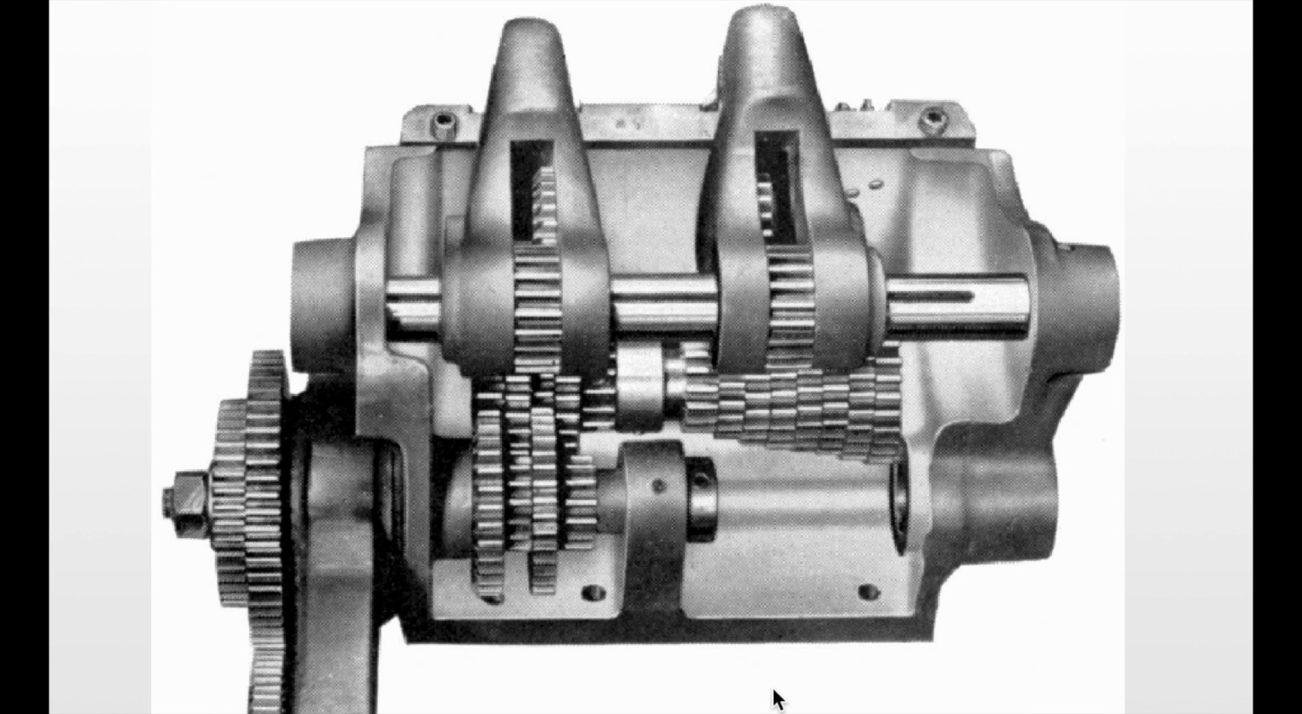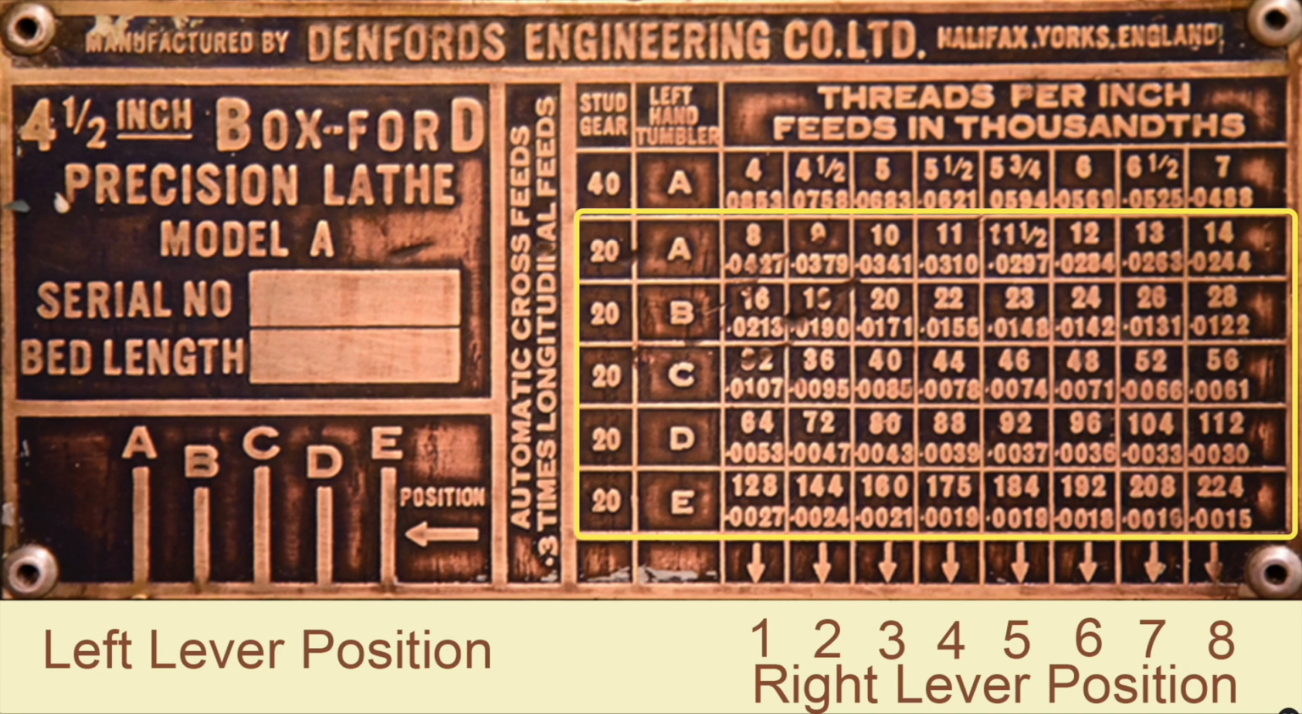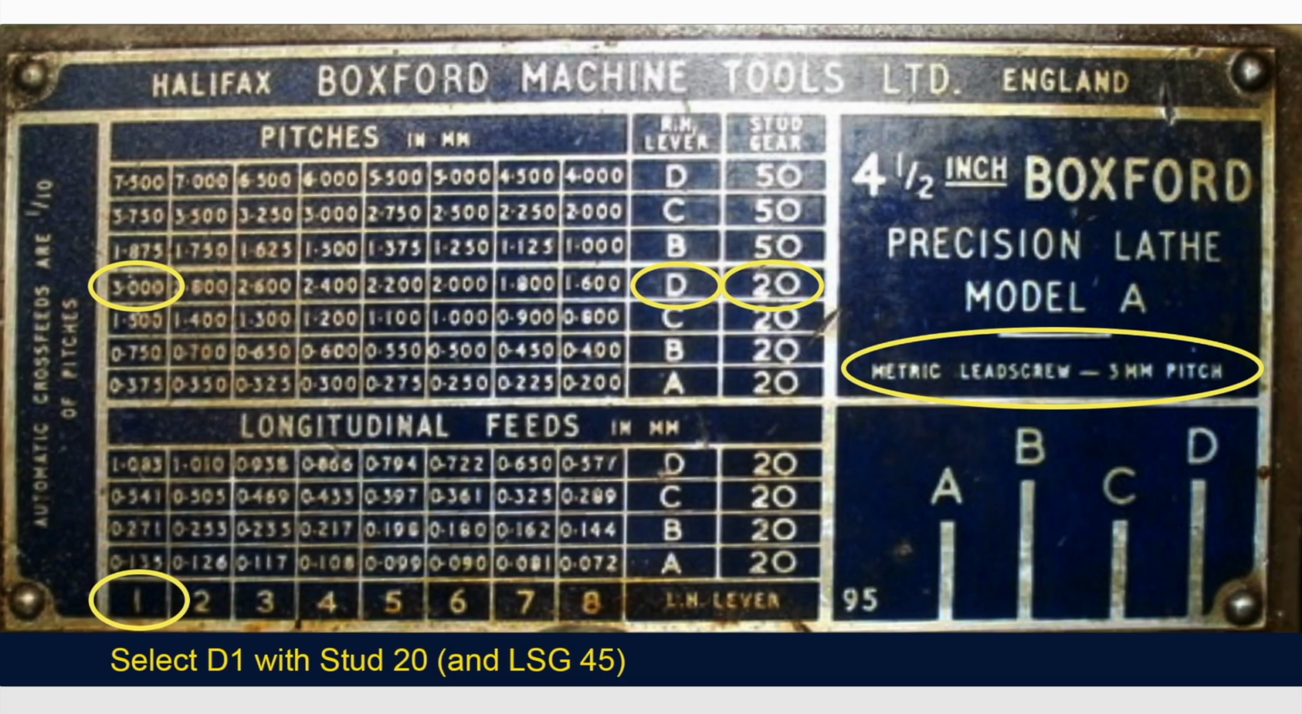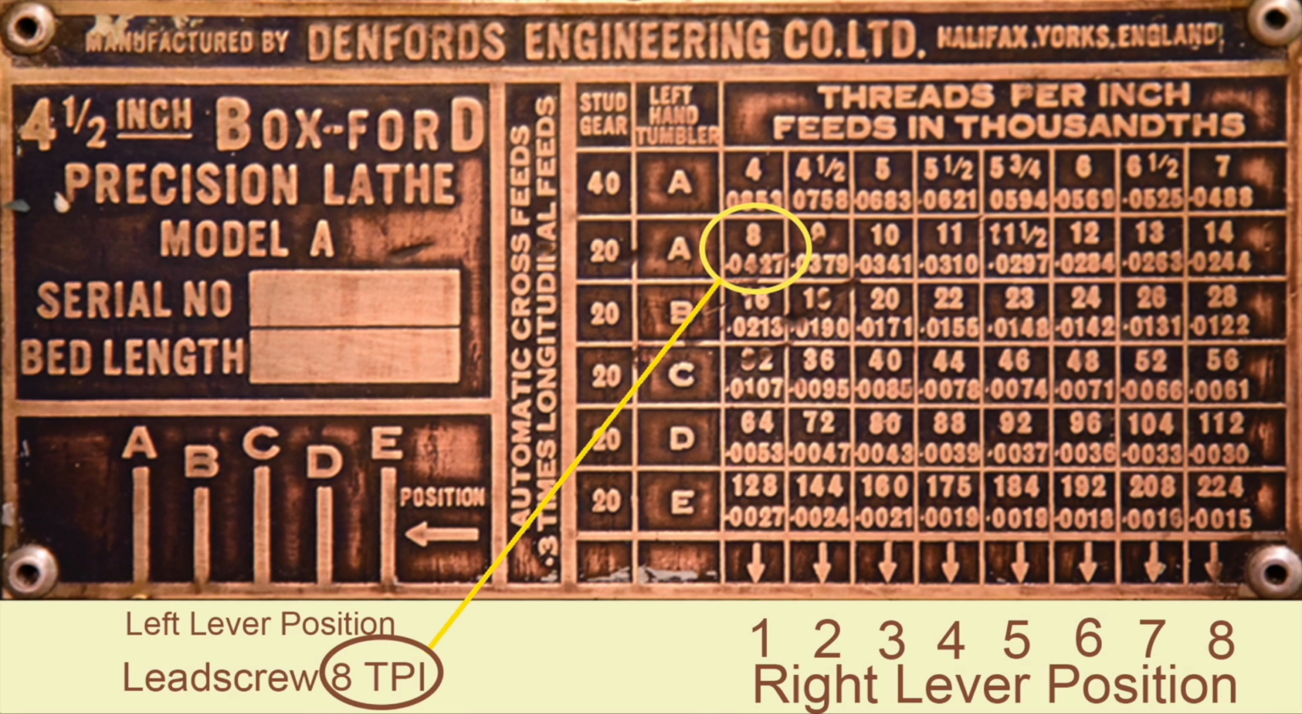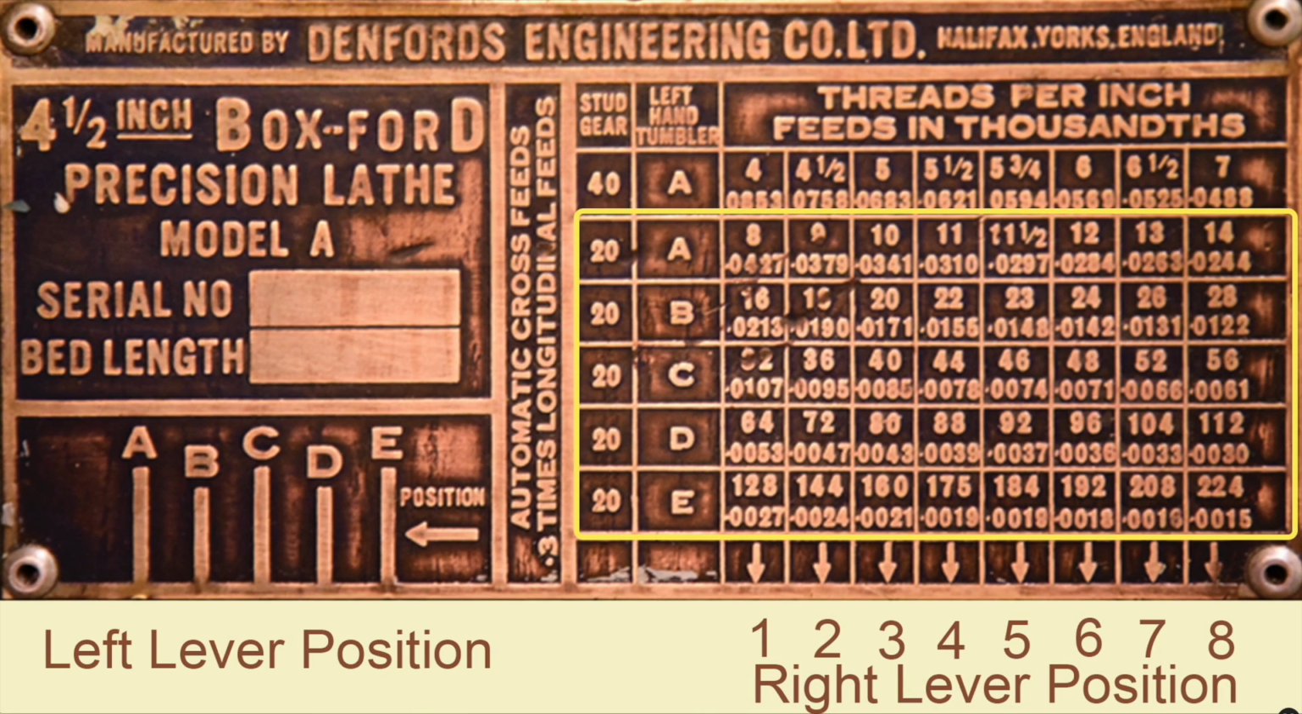But I think that's all we need to say about the actual mechanics. We can calculate all the ratios from the label on the front of the gearbox. We'll start with the Boxford Imperial gearbox and go on to the Boxford metric gearbox, but actually this method will work for virtually any gearbox with a little bit of imagination.